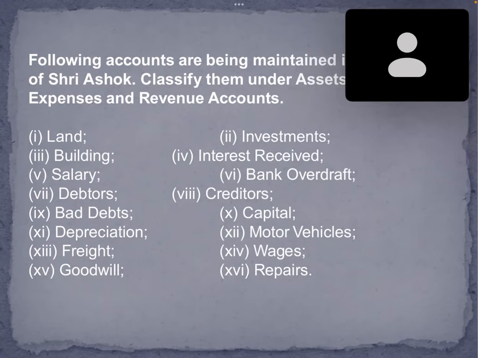So let's start with the first item, which is land. Could any one of you please tell me, land will fall under which category of account as per the modern accounting approach? It will fall under asset, liability, expense, or revenue. It is very easy. Yeah, perfect. Very good. Obviously, it is an asset. So land will fall under the category of asset. Okay. Just a moment.